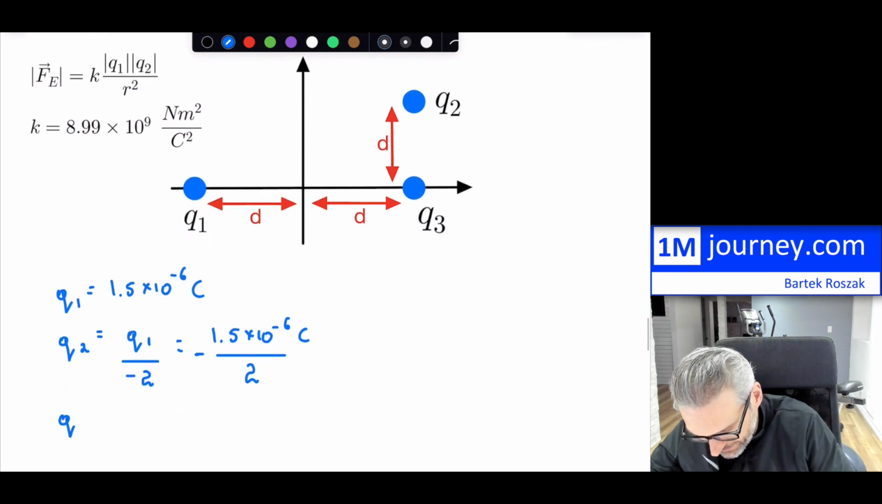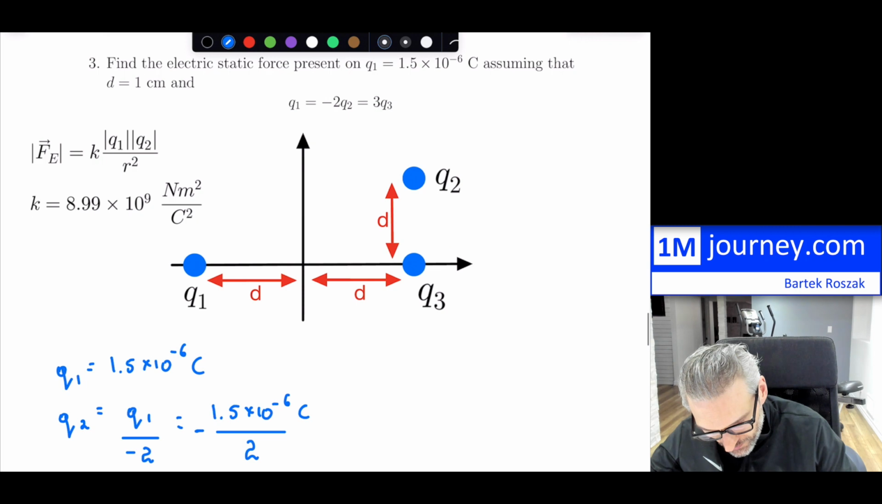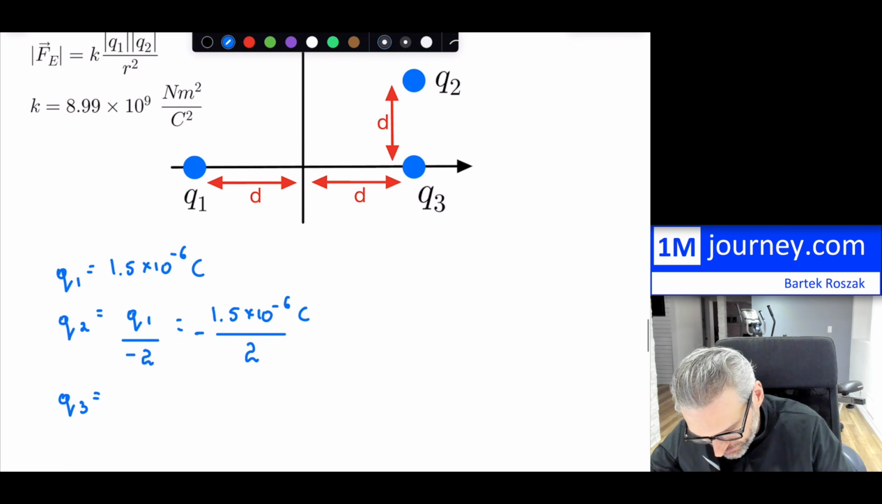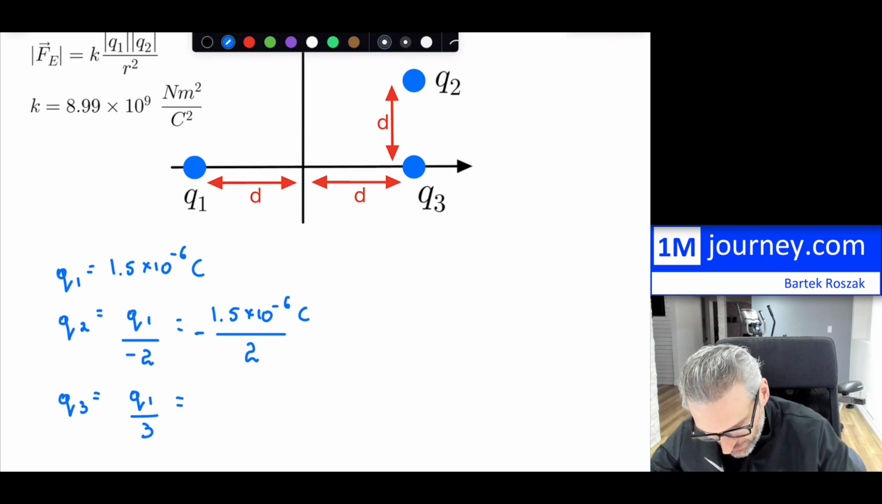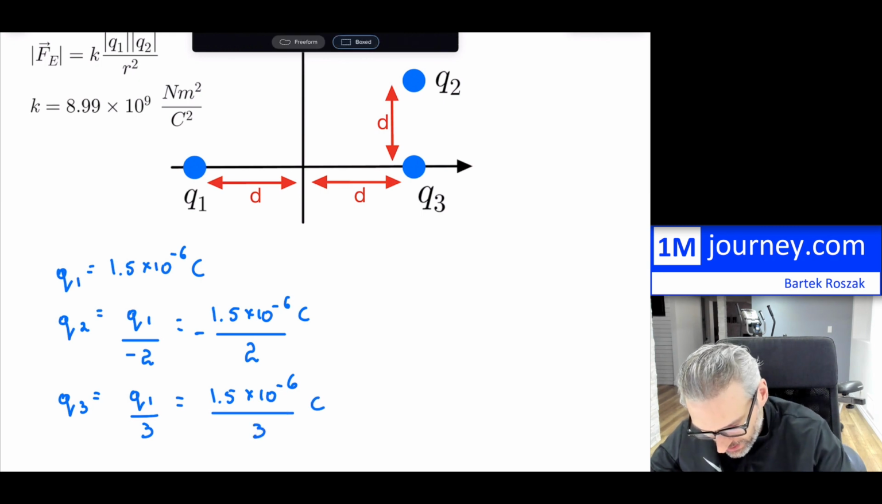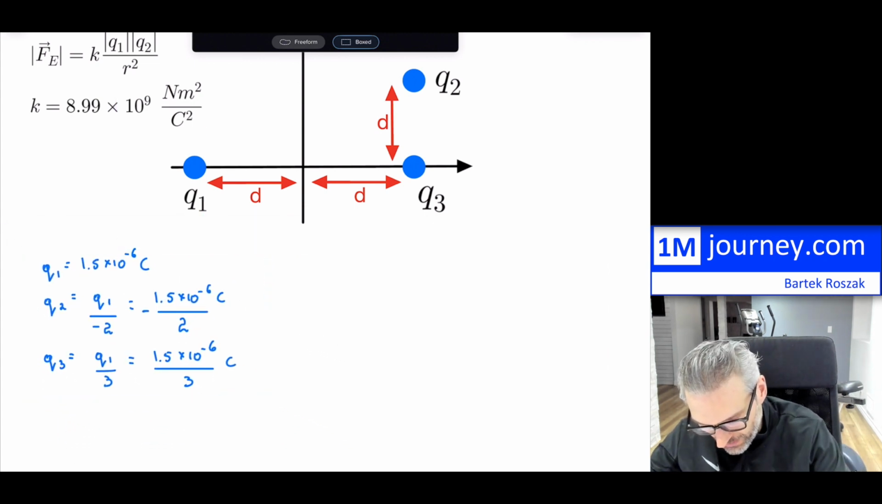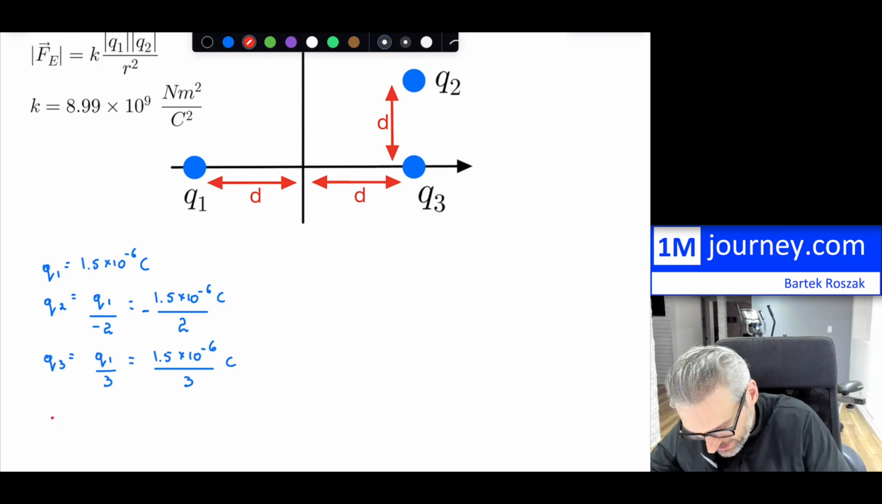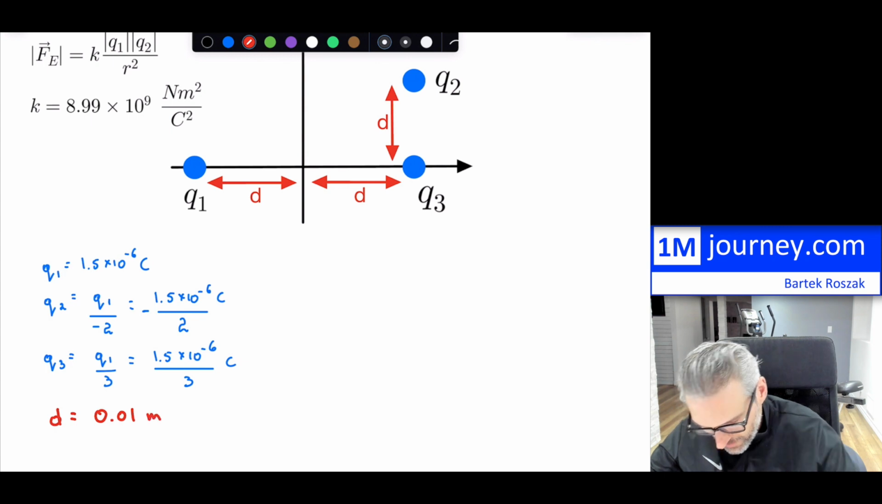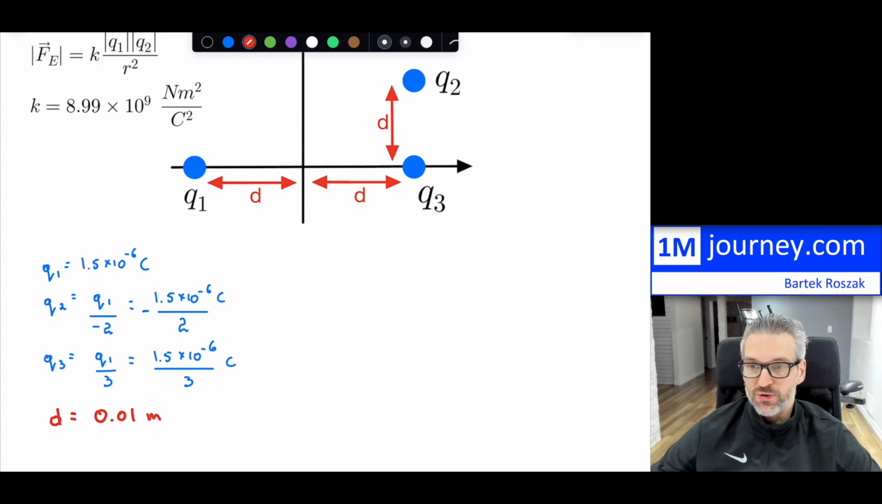And then Q3 is a third of Q1. So this is going to be Q1 divided by 3, which is 1.5 times 10 to the -6 divided by 3, and this one is positive. All right, so that's the first thing, just so that we have it. I'm going to make this a little bit smaller. And then the other item is that the distance, at least that's what they tell us, is 1 centimeter. So I'm going to keep it in metric standard. So that's what we're going to have there. So those are the distances.